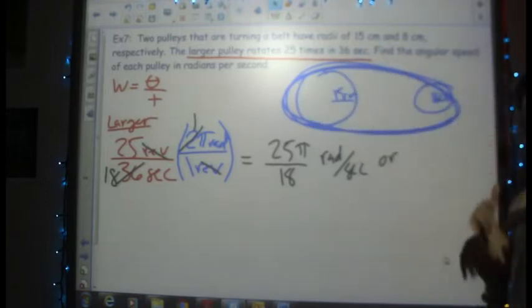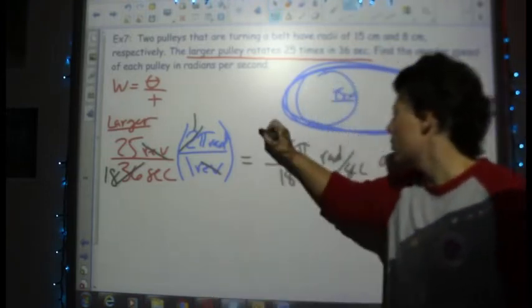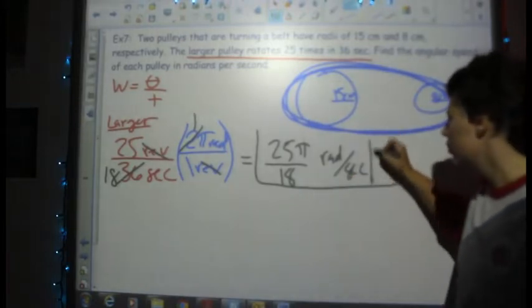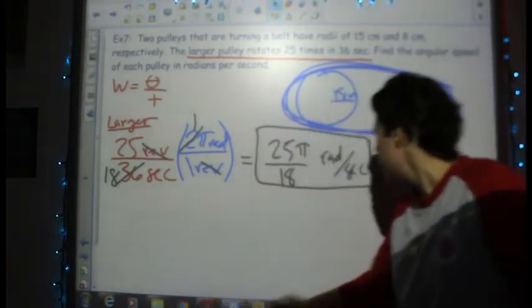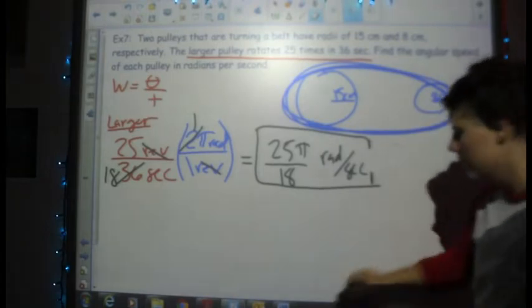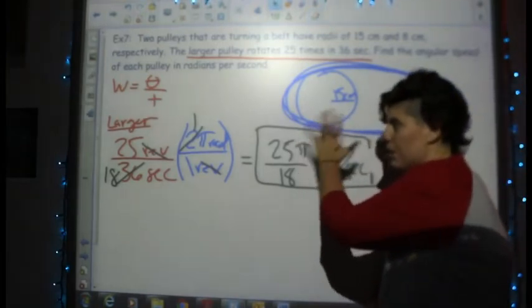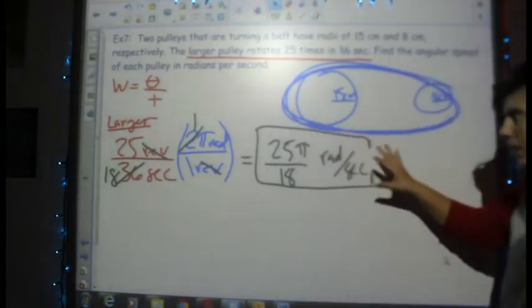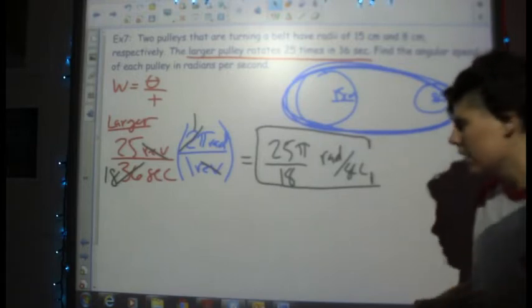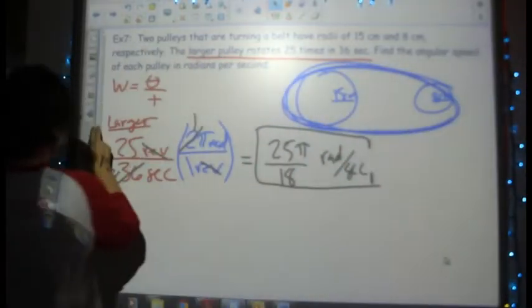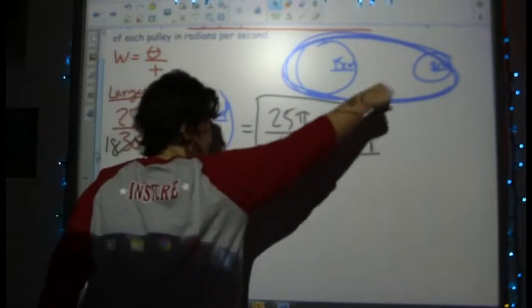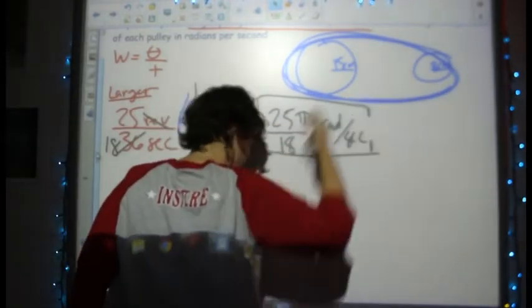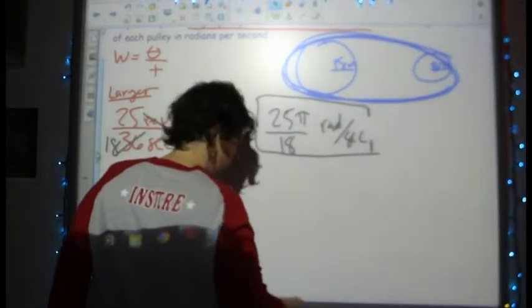So even though the question didn't ask me for linear speed, it is going to be beneficial to us to find the linear speed. I'm going to get rid of this because I didn't actually write the other one there. So this is the first part of my answer. This is for the larger one. This is the angular speed. But to find the angular speed of the small one, we need to use the linear speed of the belt because that's the only relationship I have to my 8 centimeter pulley there.